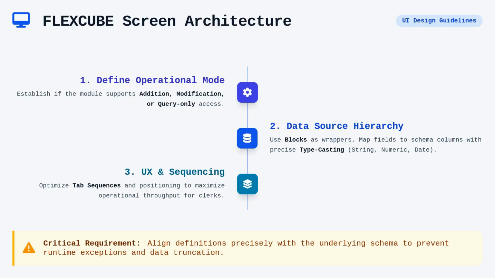You should always ensure that these definitions align precisely with the underlying schema to avoid runtime exceptions or data truncation during the save process. Furthermore, the positioning of these elements is controlled by properties that define the tab sequence and visual layout, which contributes to the overall user experience and workflow efficiency. If a user has to perform excessive manual entry due to poor field sequencing, the bank suffers from lower operational throughput. By properly organizing these elements within the workbench, you ensure that the generated UI is not only functional, but also intuitive for the bank teller or back office clerk. Remember that the design is a translation of business requirements into a structured, executable format that the system's runtime engine can reliably parse.